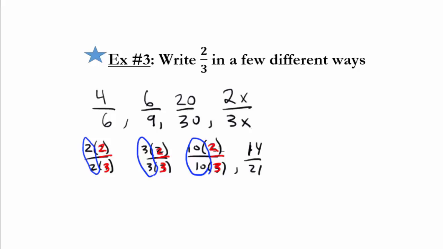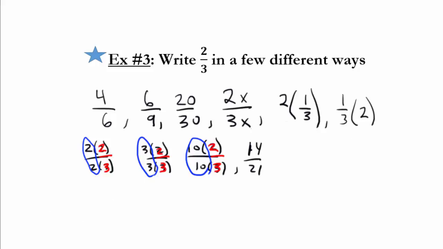And is there any other way I could write 2/3? Sure, I could write 2/3 as 2 times 1/3. That's allowed, I could certainly do that. I could even write it as 1/3 times 2, using the commutative property of multiplication. So there's a bunch of different ways.